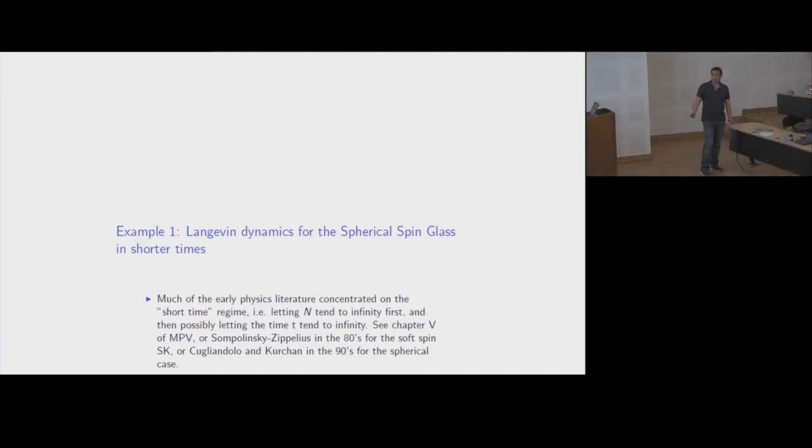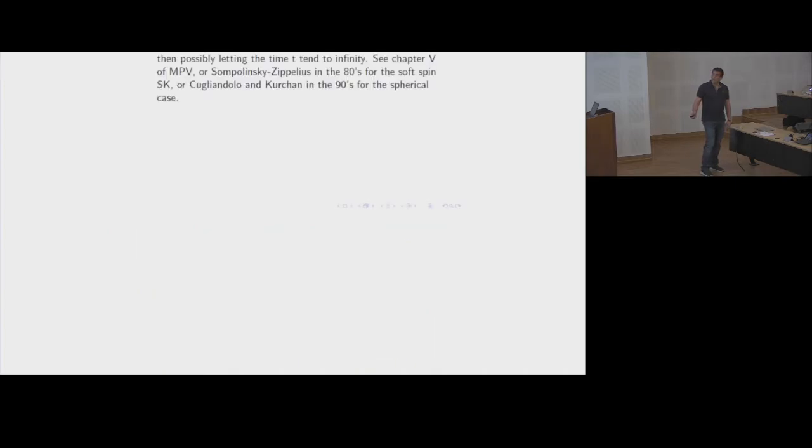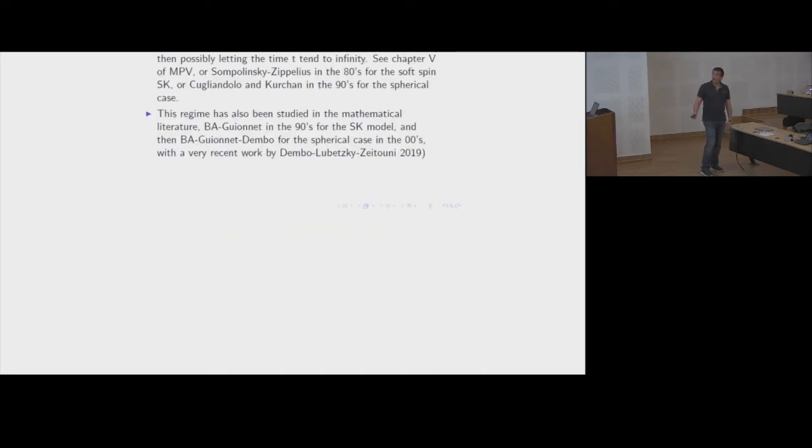In this limit, this was done a long time ago. For instance, this is how I started in chapter 5, I think, of Mézard, Parisi, Virasoro, where there's a little explanation of the prior literature. Maybe Sompolinsky and Zippelius was a very important paper in the 80s for the Sherrington-Kirkpatrick and the soft spin case. And more importantly for us here, Cugliandolo, Kurchan, and others in the 90s for the spherical spin glass case.